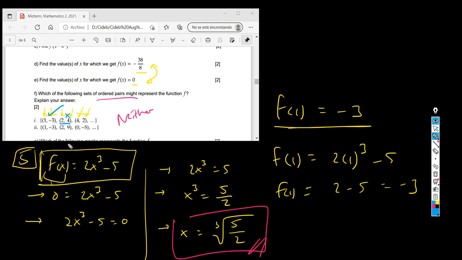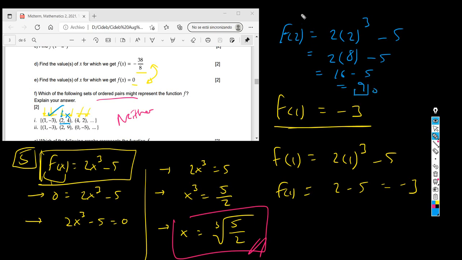Or how can I say this in another way? If you put this input of 2 into this function, you won't get 4. If you want me to completely convince you of this, let's just do the math. F of 2 is equal to this, right? So this is 2 times 8 minus 5. This is 16 minus 5. And this is 9. So this is the output for this particular input. Input of 2, output of 9 for this function.